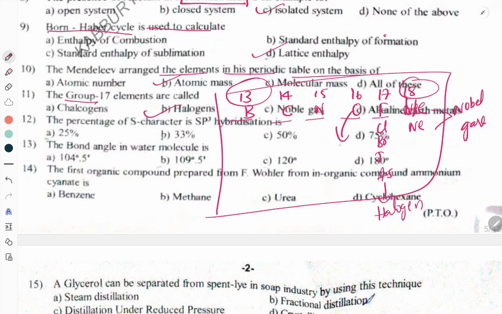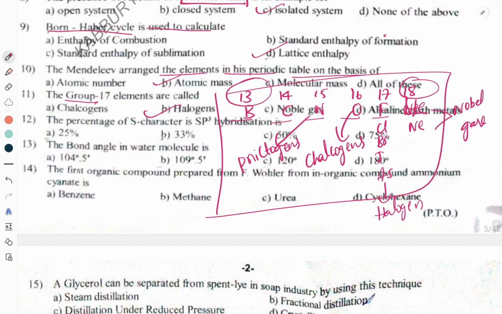One more thing: group 16 elements are called chalcogens. Group 15 elements are called pnictogens. This you need to remember: 15 means pnictogens, 16 chalcogens. Halogens is group 17. Noble gases are group 18 elements.